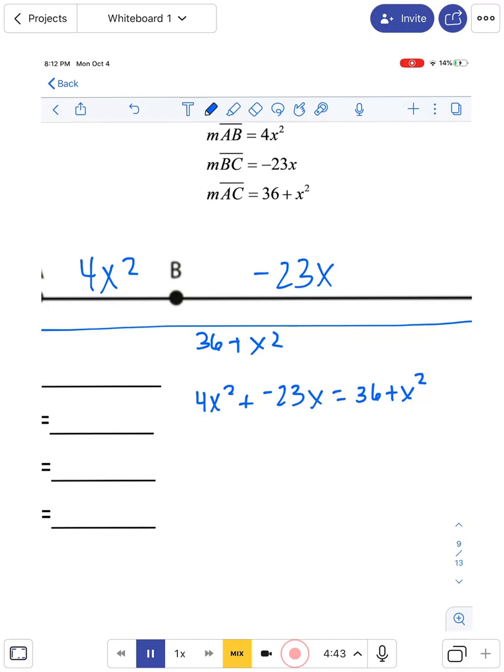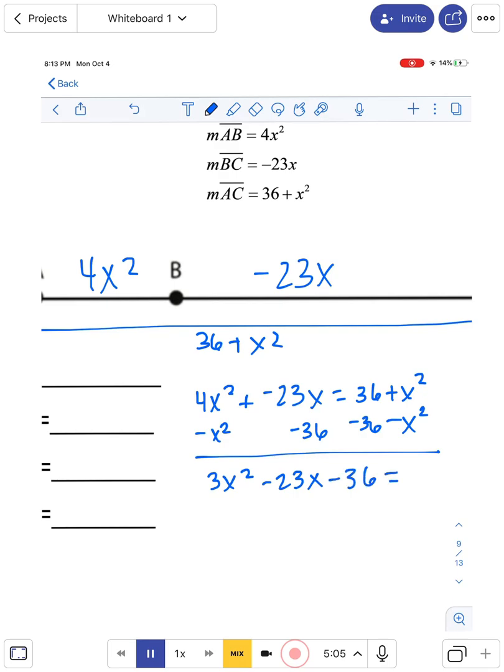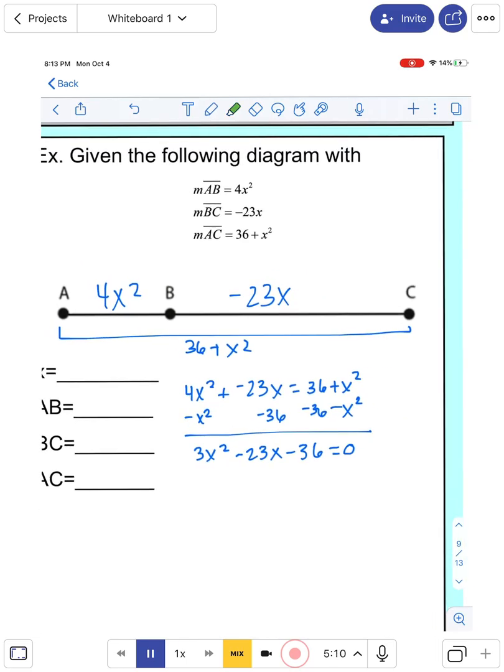And this is a quadratic, so I want to bring everything to one side so it equals 0 so that I can factor. So I'm going to subtract the x squared and then also subtract 36. And I get 3x squared minus 23x minus 36 equals 0. Now, guess and check on this one would be kind of tricky because there are so many factors of 36 to guess with. So I'm going to do it the other way, factor by grouping.